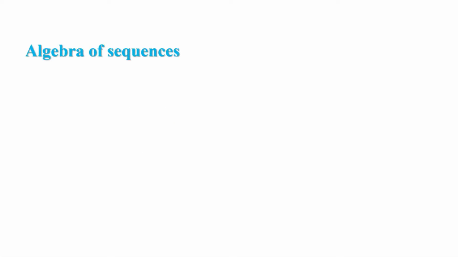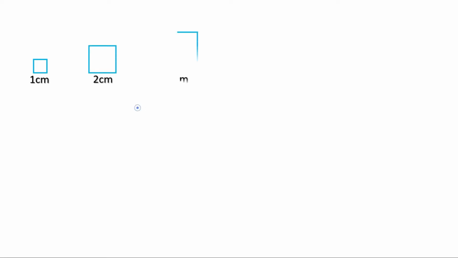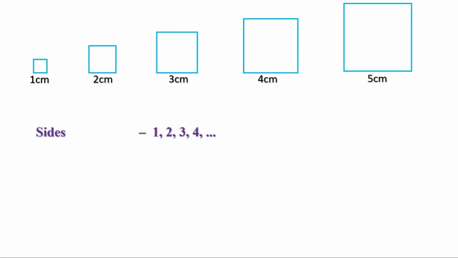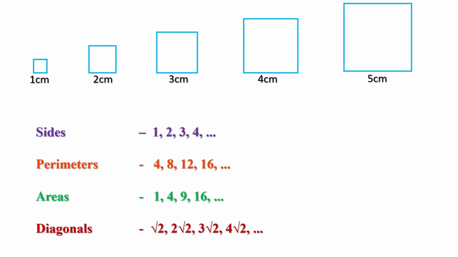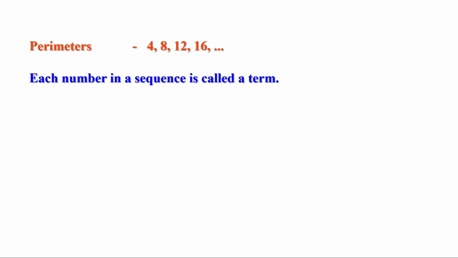Let us remember the sequences which we have learned in the last video. We have made sequences from squares. We have seen sequences of sides, perimeters, areas, and diagonals. Let me take the sequence of perimeters at first. Each number in a sequence is called a term. Here 4 is the first term, 8 is the second term, 12 is the third term, and so on.